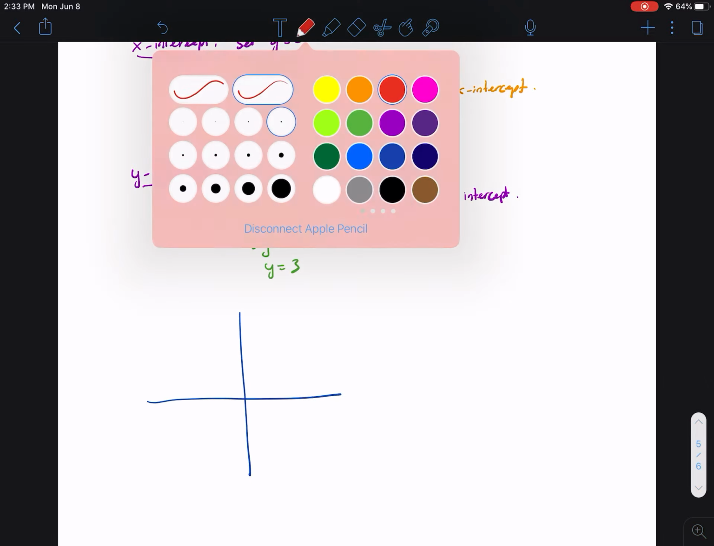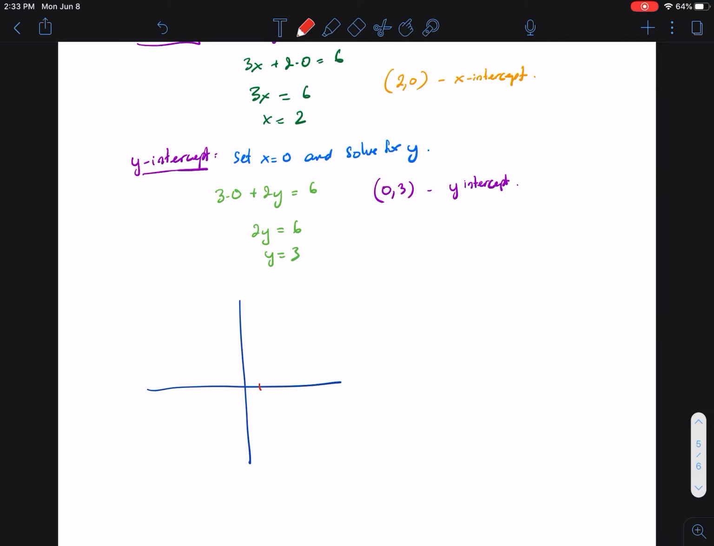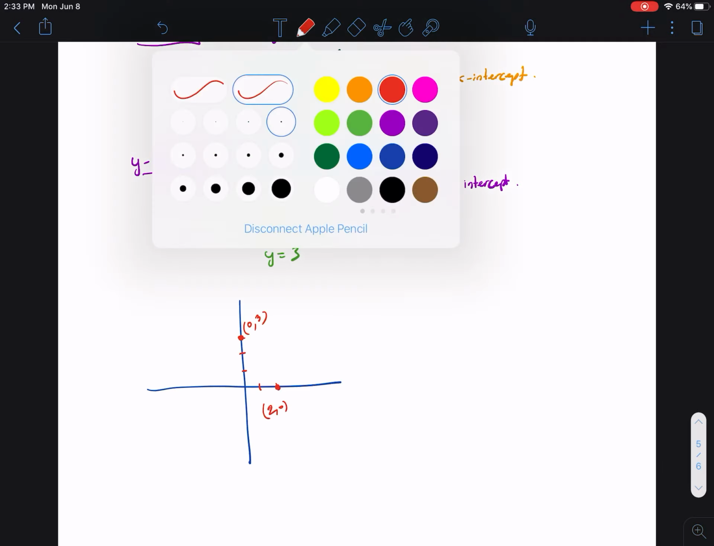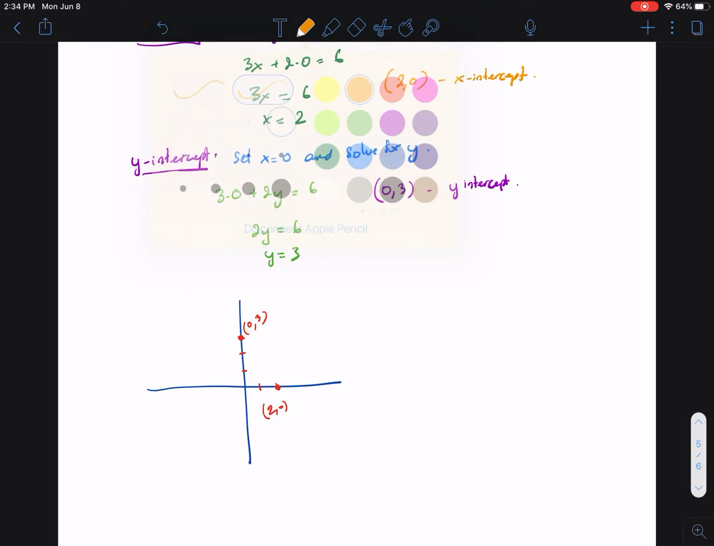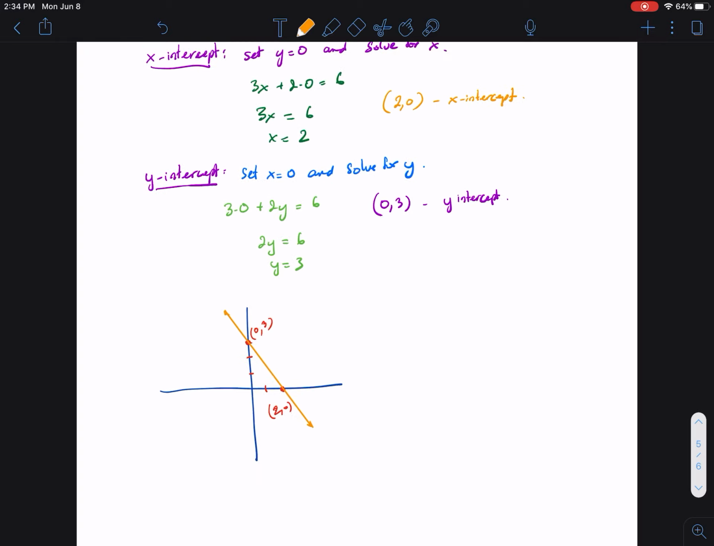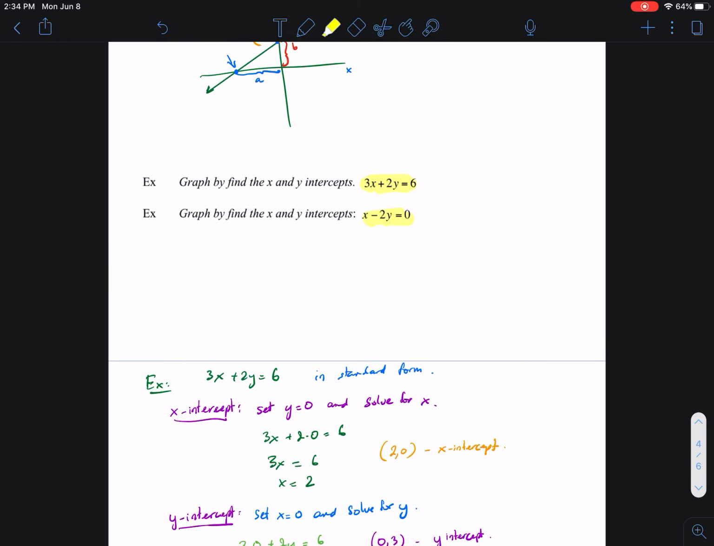So I'm going to plot the x-intercept (2, 0): 2 on the x, 0 for y. So that's my point. And then (0, 3) for the y-intercept. So 1, 2, 3 for the point (0, 3). Let me just label so that you see that this is (2, 0), and then (0, 3). And so now we're ready to draw the line. All right, there it is. I'm going to let you work on this one on your own.